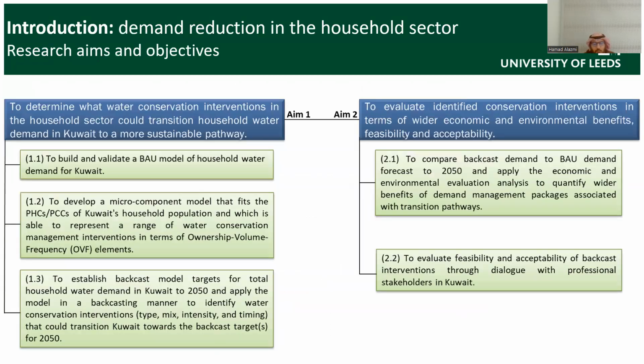The research question is: to what extent could water conservation initiatives and regulation targeted at the household sector transition this sector to a more secure and sustainable future? This question has come up with two aims. The first aim is to determine what conservation interventions in the household sector could transition the sector to a more sustainable and secure future. This has three objectives.